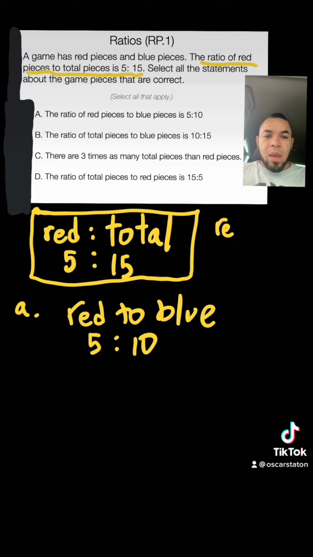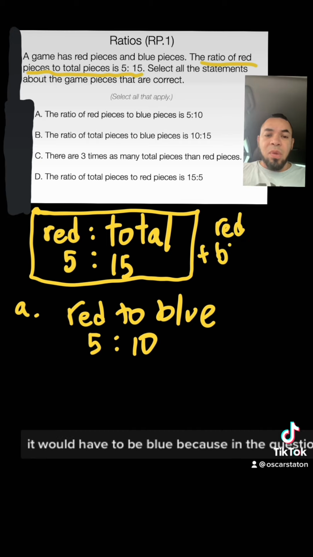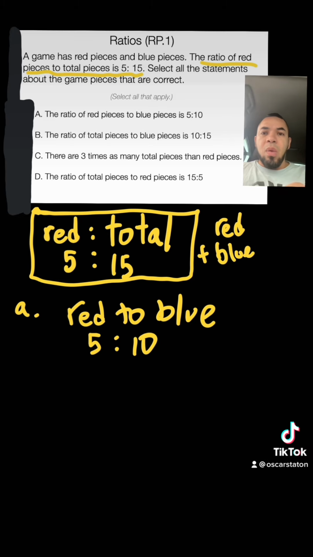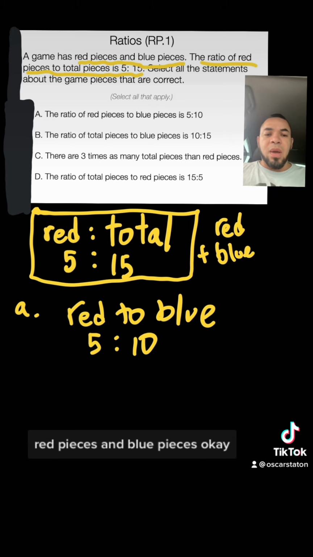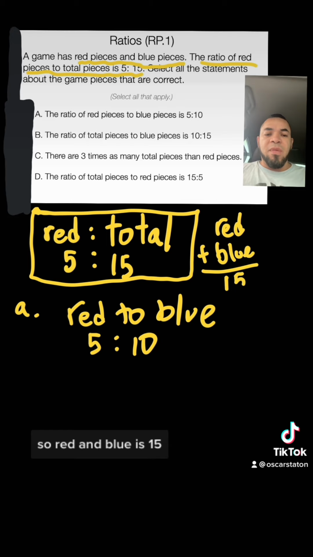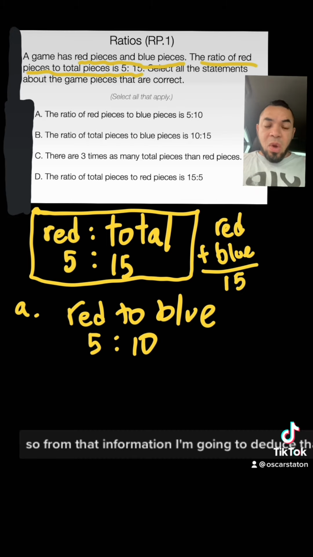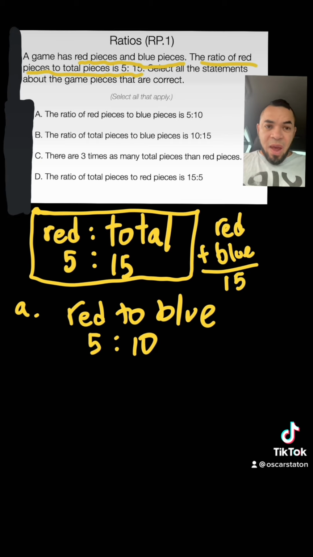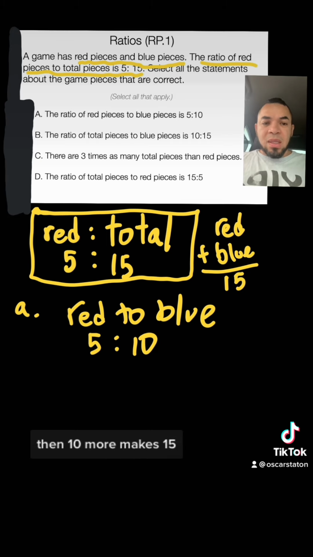So red plus, what would the other color be? It would have to be blue, because in the question they said red pieces and blue pieces, okay? So red and blue is 15. So from that information, I'm going to deduce that the blue is 10, because if the red is 5, then 10 more makes 15, and that could only be blue. So that's why choice A is correct.